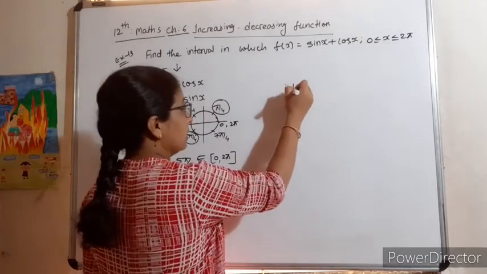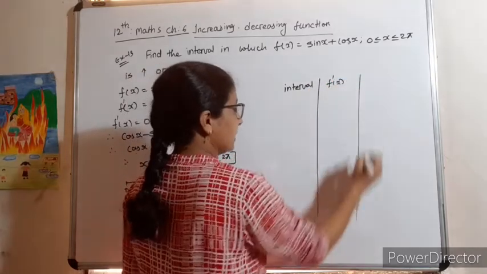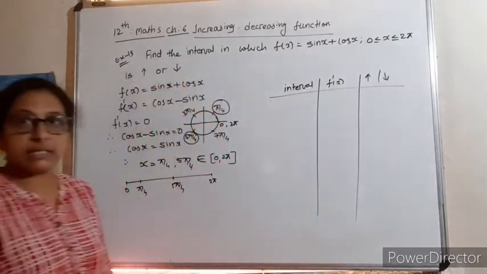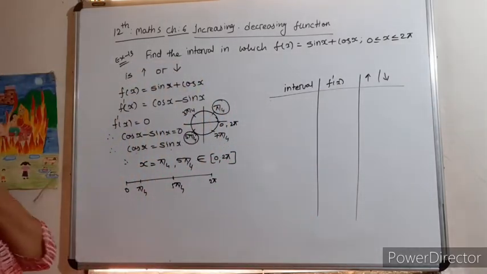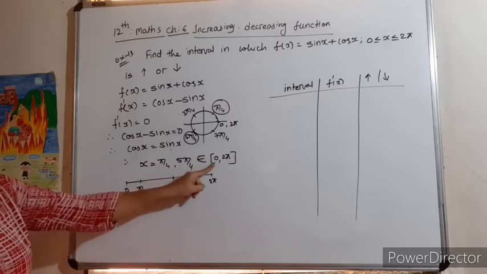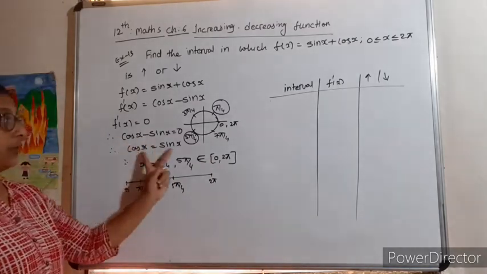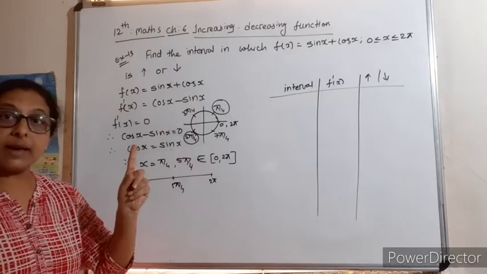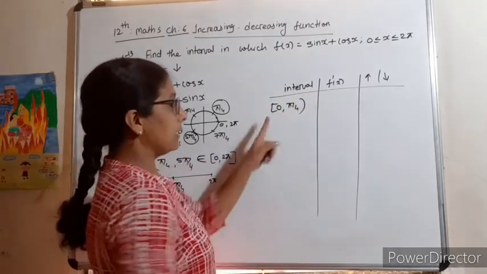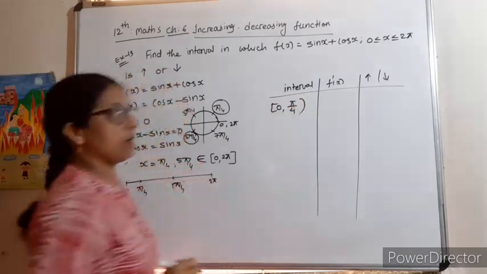Now here are the intervals. Here is f dash x greater or less, and here is increasing or decreasing. By this way we can write it. Yes. Now the first interval is 0 to pi by 4. Here 0 is a closed end, but pi by 4 is the terminal point at which it becomes equal to 0, so we will not take pi by 4. So the first interval is 0 to pi by 4.